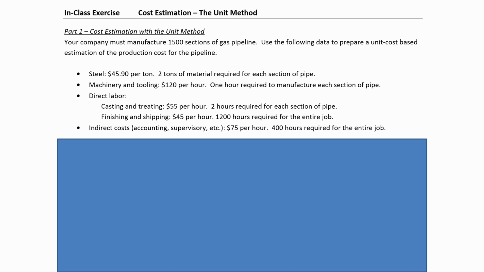Okay, so this first problem is saying you're going to manufacture 1,500 sections of gas pipeline, and we know how much steel costs, what the machinery cost, labor, and indirect cost. So try and put together a cost estimate to manufacture these 1,500 sections of a gas pipeline. It's just kind of like a standard algebra-based word problem here that's giving you a taste of the unit method.